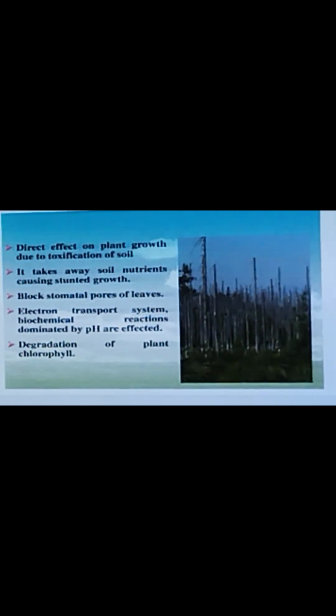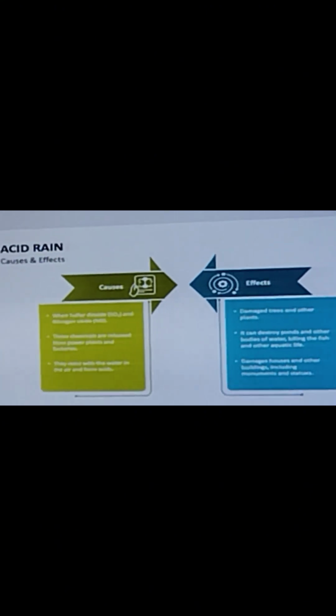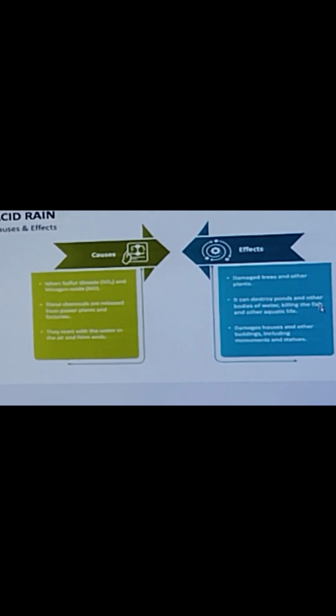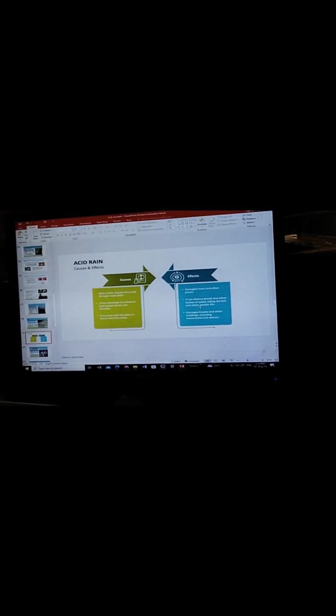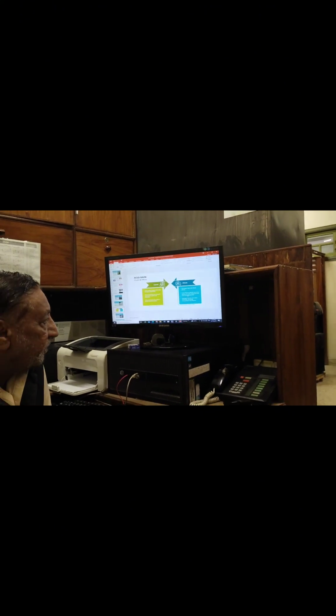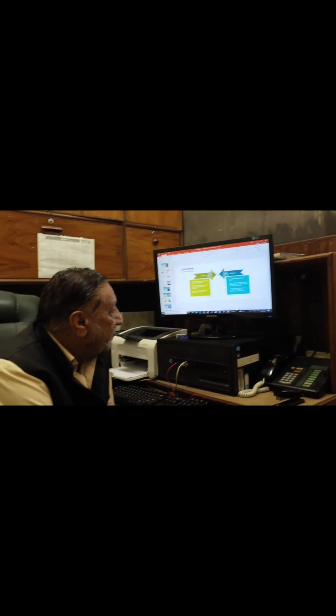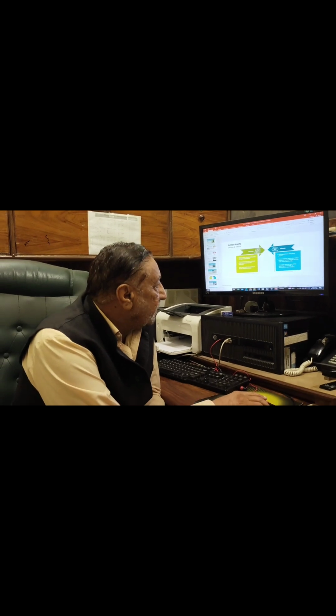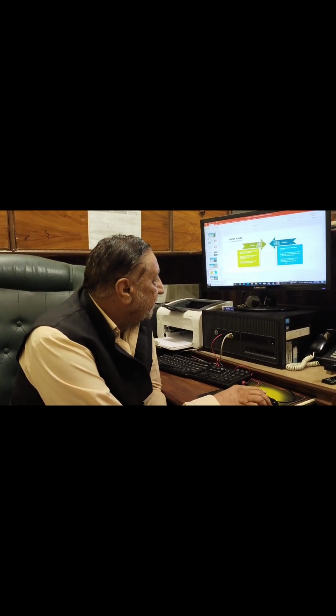The soil is damaged, microbes not able to tolerate the pH die, and the upper fertile layer of the soil is also affected. And then coming to acid rain, it causes damage to the trees. It can destroy ponds and other bodies of water. That is important because your water bodies, your reservoirs, your tanks, your filter plants are affected, killing the fish and other aquatic life, and damaging houses and other buildings.